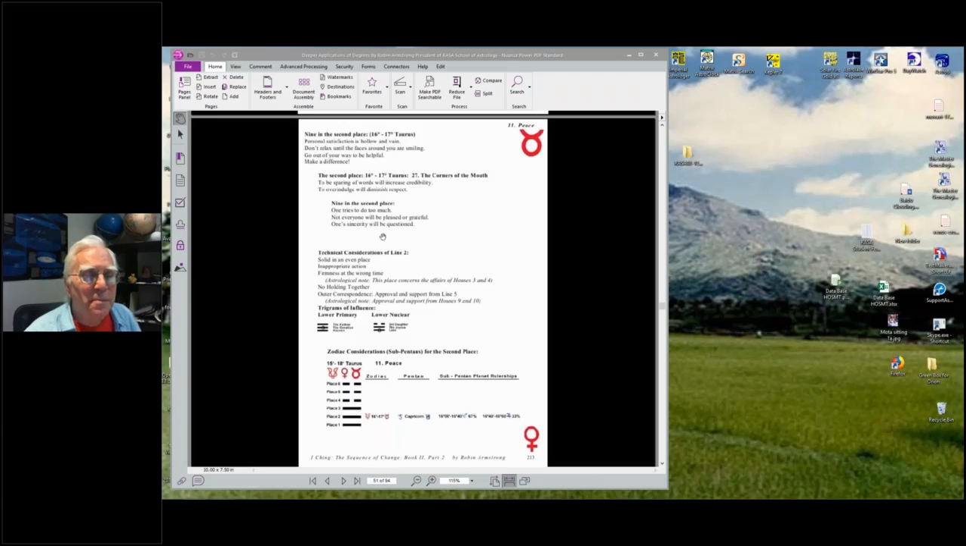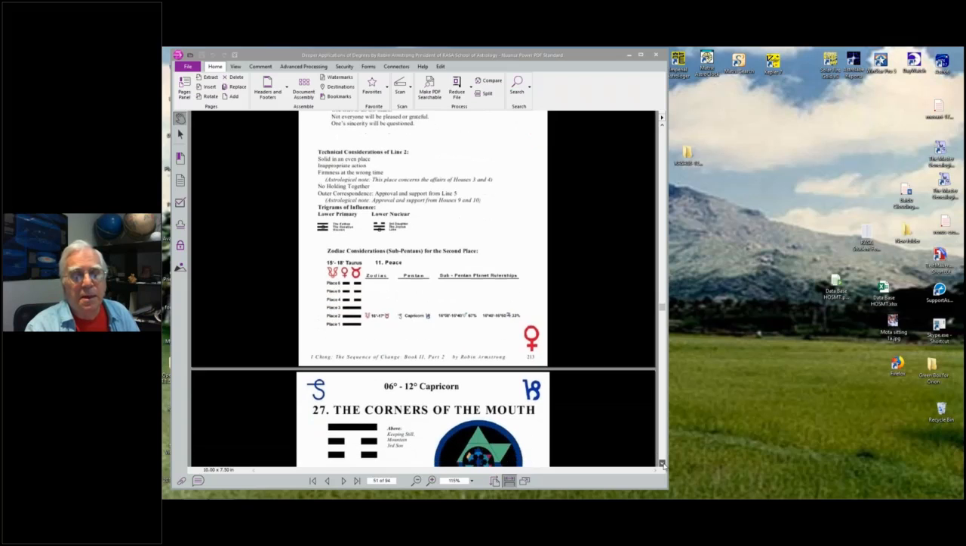So these are just this uniqueness, confidence, solid and even place, inappropriate action, firmness at the wrong time, no holding together. Okay, so that's basically the first level.